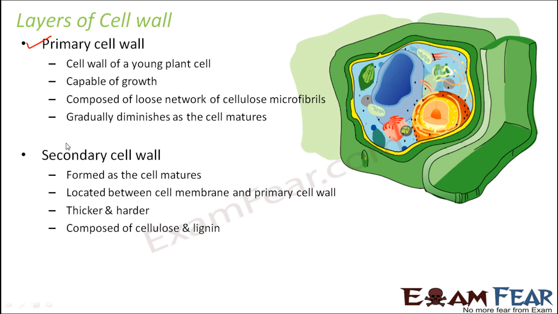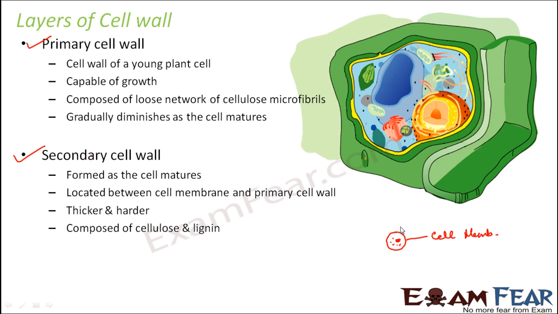It is formed as the cell matures. As I said, it is located between the cell membrane and the primary cell wall. So if you look at the cross section of a cell, let us suppose this is your cell. The immediate boundary of the cell is nothing but the cell membrane. So this is your cell membrane. Inside you have the entire cell, you have the nucleus, you have everything. So this is your cell. This is your cell membrane.